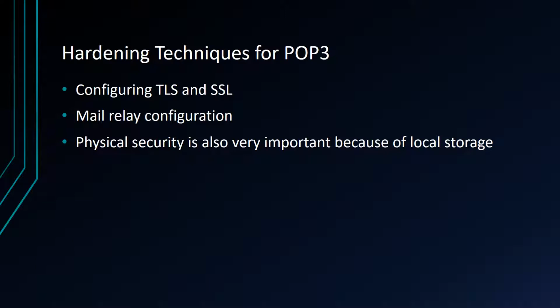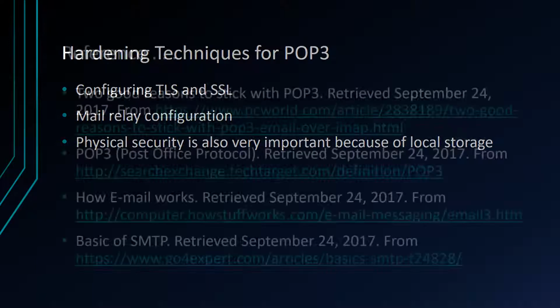The next one is mail relay configuration. Avoid being an open relay for spammers by specifying which domain or IP address your mail server will relay mail for. So this is something you have to keep in mind moving forward when you're trying to secure POP3.